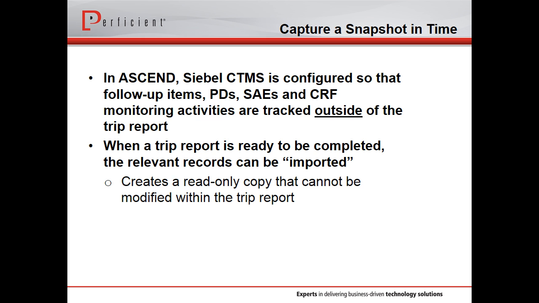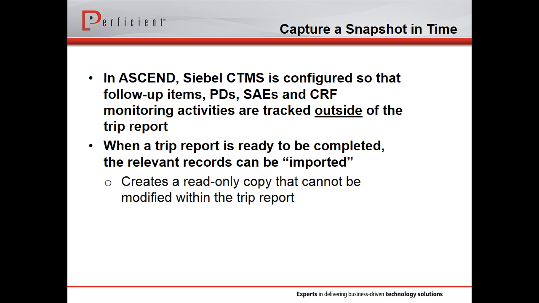Somehow you need to record and track even the status of, say, follow-up items or protocol deviations without needing to recreate them for each new trip report. So in Ascend, in our accelerator, we've created these areas outside of the trip report where you can track things like follow-up items, protocol deviations, SAEs, CRF monitoring. And then within the trip report, there's a way to actually import read-only copies of those records.